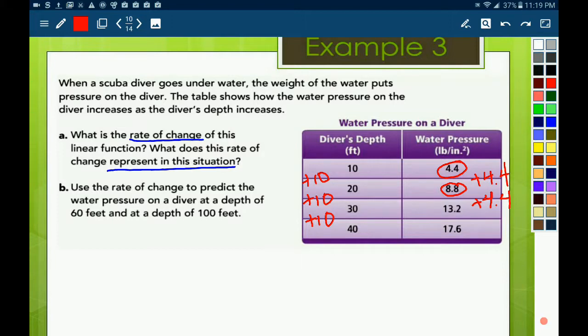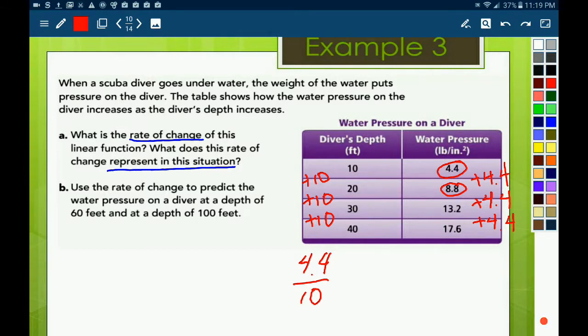Okay, and again, I'm going to do 17.6, and I'm going to subtract 13.2, which gets me, again, 4.4. So already I can kind of assume that this is a linear model because the rate of change is always going to be that 4.4 over 10. Let's actually write that out. Some of you guys on your last test were mixing decimals and fractions. This is actually a no-no.